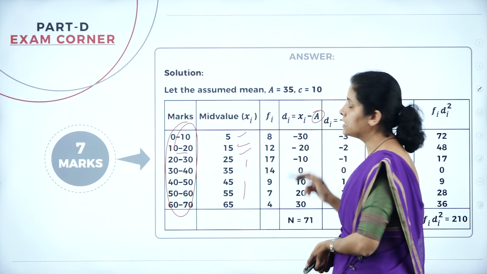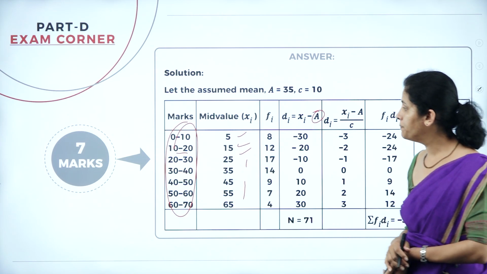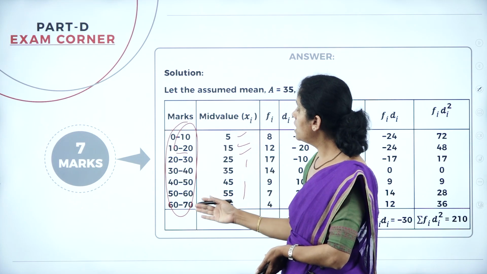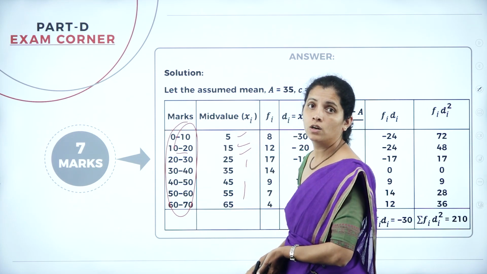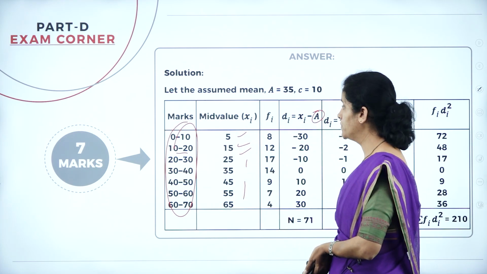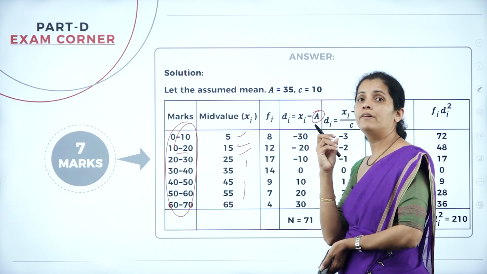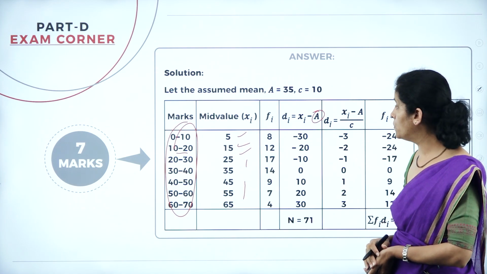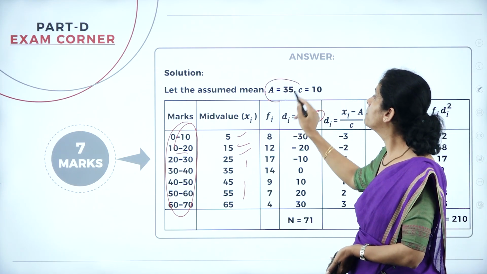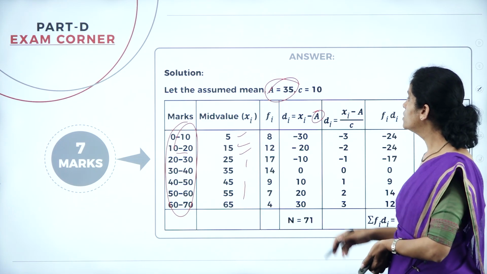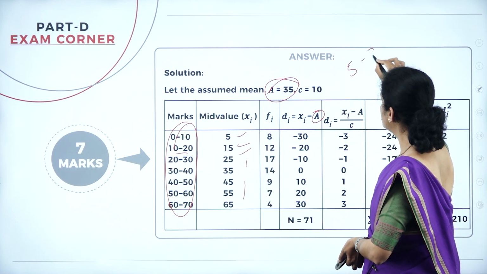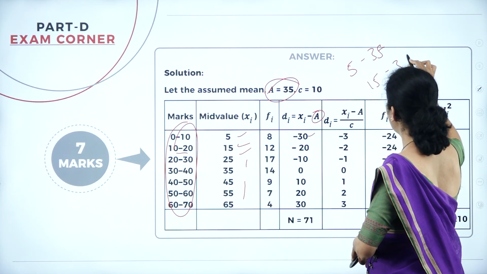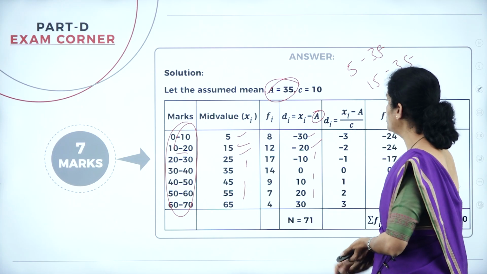What is A? That is nothing but the assumed mean. Now, if I consider the class interval, it starts from 0 and it's going to end at 70. So, I'm going to assume 35 as the middle or mean or mid value. So, A is nothing but 35. So, 5 minus 35, minus 30. 15 minus 35, minus 20, and it's going to continue.